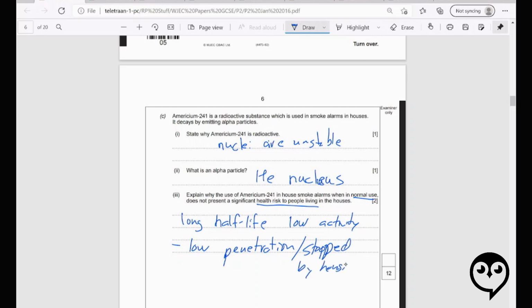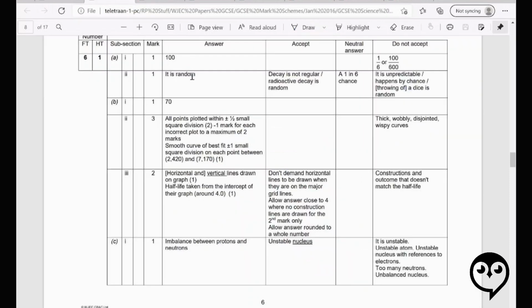The housing of the device, something to that effect. Let's have a look at the answers. Okay, 100, it's random, yeah, good. Right, okay, so 70 for B, right, on the table.